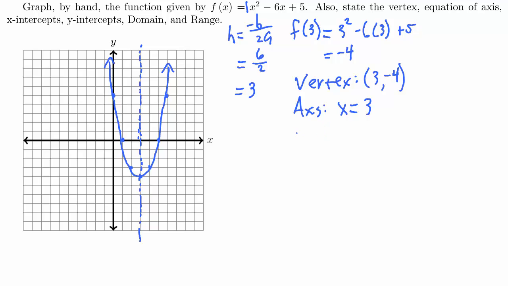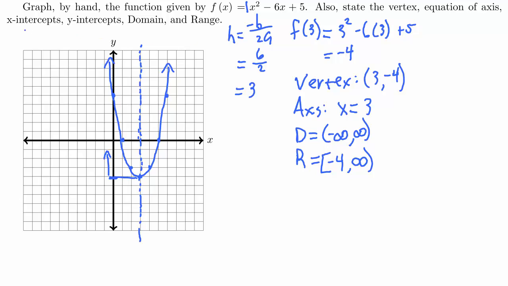Okay, let's talk about the domain. The domain is always all real numbers. The range here is easy because notice that the range starts at this y value and it goes up. So it starts at that low y value, in this case negative 4, and it's going upwards to infinity.